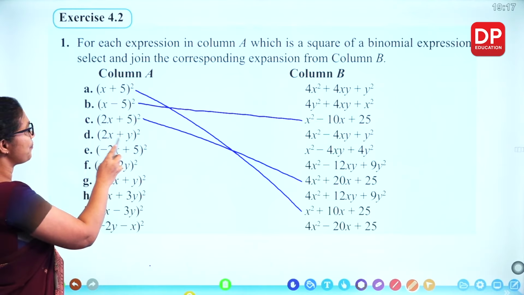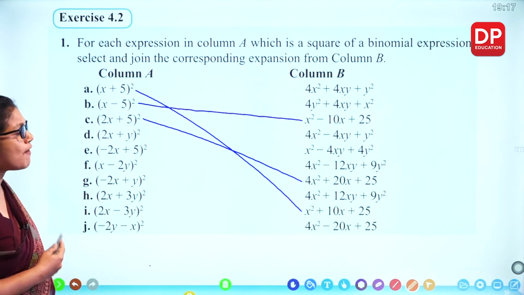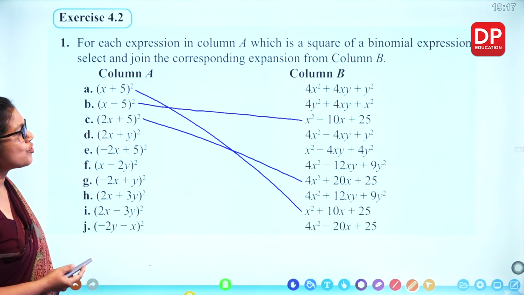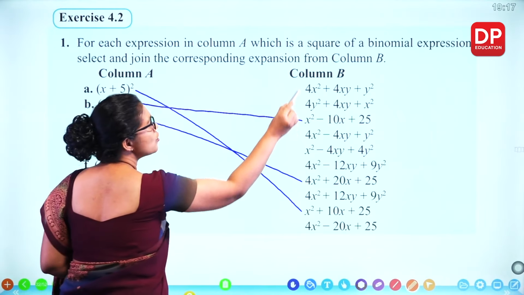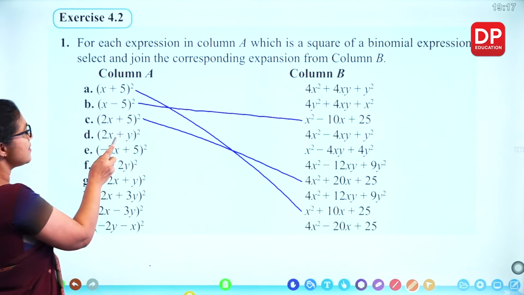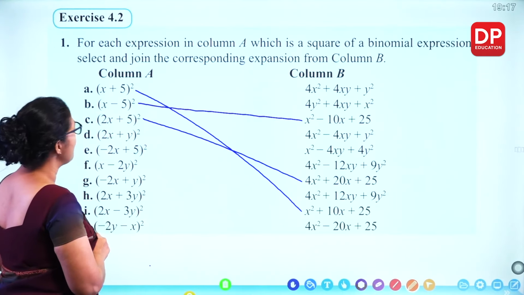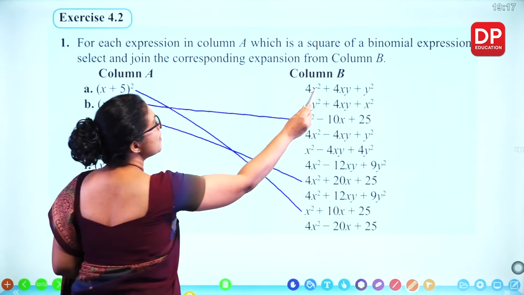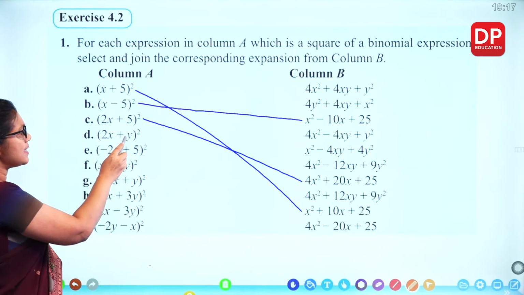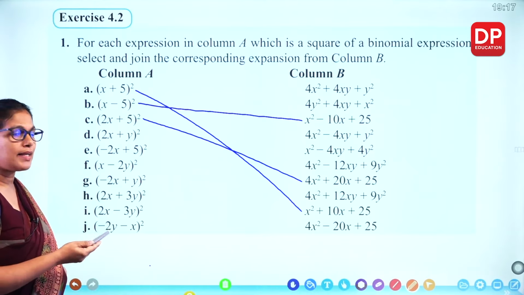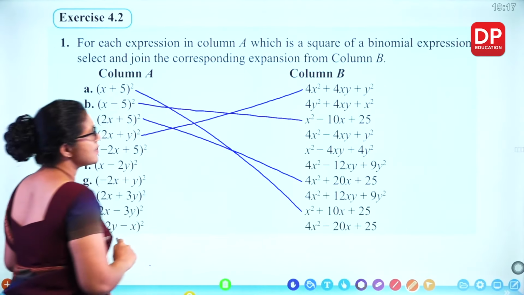Now the next one. First term should be 4x squared and the last term should be y squared. So do you see any term 4x squared with y squared? You get two expressions. And see, the middle term is plus. So which one is suitable? This is the suitable one. So here we can check the middle term, double it. 2x times y, double it, you get 4xy. So this is the correct answer.